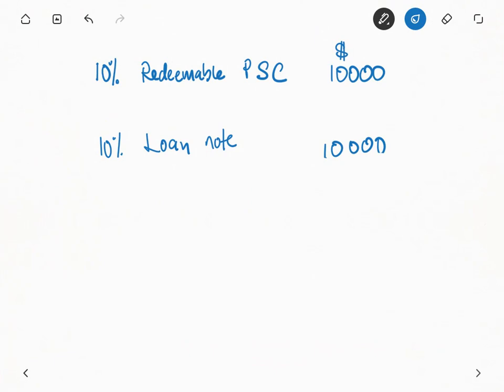Substance over form. Means we apply the commercial substance, the commercial reality over the legal form. Commercial reality over the legal form. So, redeemable preference share, equity or debt? Equity or liability?